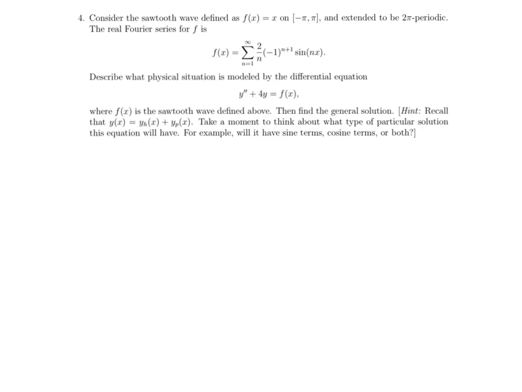Okay, problem 4. There's a sawtooth wave, extended to be 2 pi periodic. I probably should have done this in the variable t instead of x, but we're just so used to x being the variable. Here's the Fourier series. Describe what physical situation. So there's really 2 things I'm looking for.